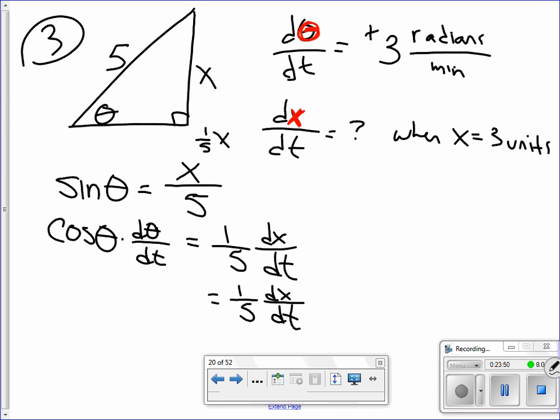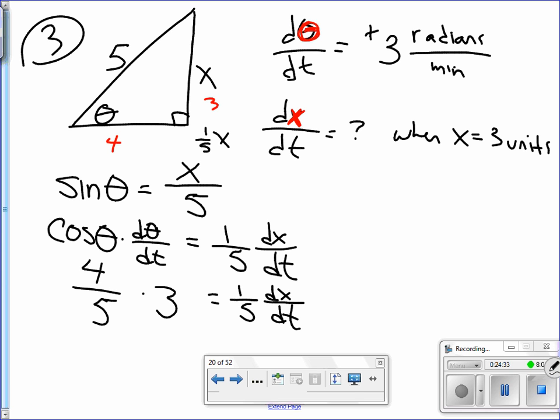That's great. But this is where the kids go, oh no. We have to say what cosine theta is at this moment, and they only told me when x equals 3. How am I supposed to get cosine theta if all I know is that x is 3? It is a Pythagorean trick. At that moment, when x is 3, do we know what this side is, the adjacent? 4. So at that moment, do we know what cosine theta is? What is it? 4/5, because it's SOHCAHTOA. Cosine is adjacent over hypotenuse.